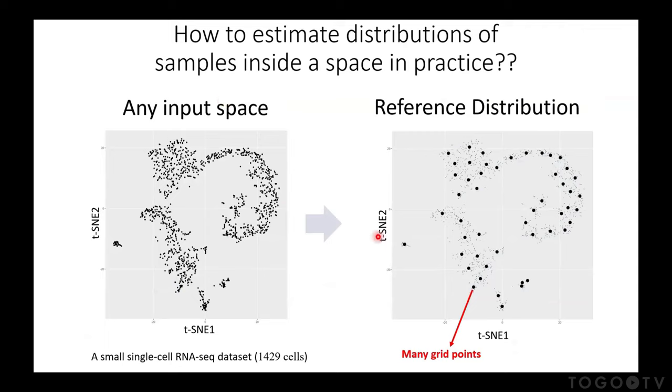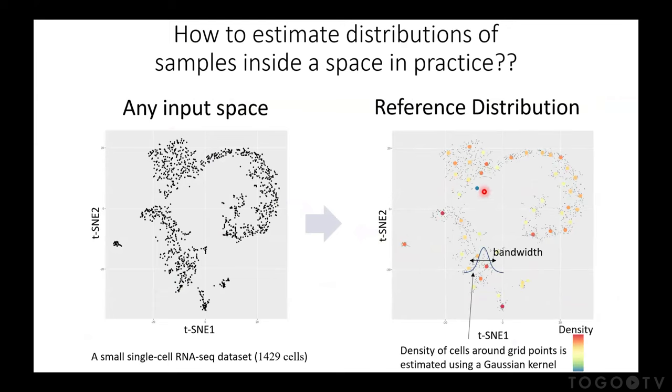Let me go here. So I run through each cell and each grid point. I calculate the distance. And if a cell is close to this grid point, it will contribute a lot to its density. So these cells that are around here, they will give high contributions to this grid point and lower contributions to these grid points. And I sum all the contributions for all the grid points. That's what gives me these numbers, these values.